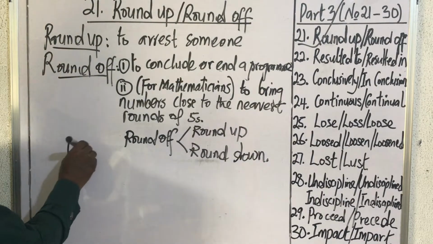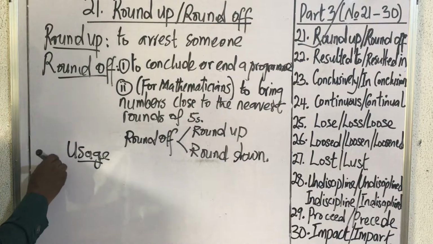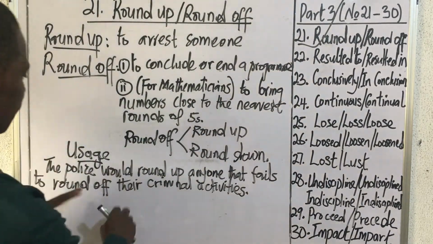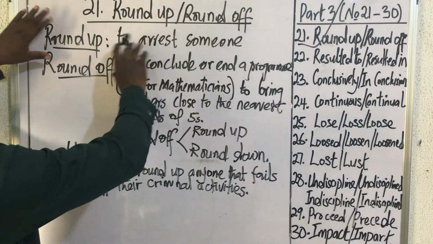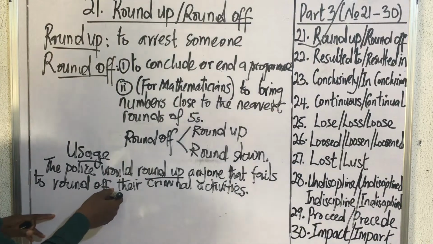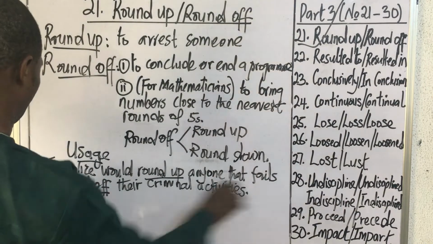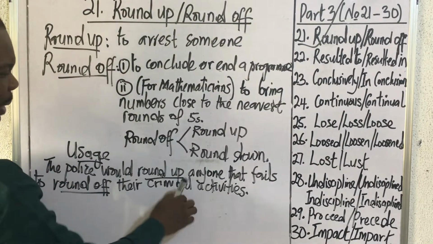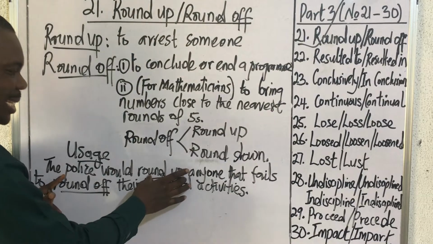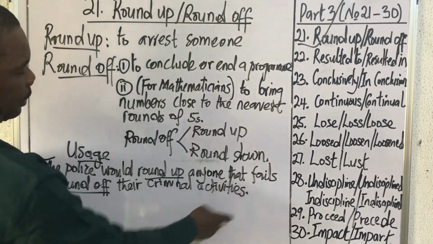Now let's look at their usage. This is an expression that contains the two phrases. The first one, round up, is here, and the second one, round off, is here. The police would round up anyone that fails to round off their criminal activities. So that means the police would arrest anyone that fails to stop their criminal activities.